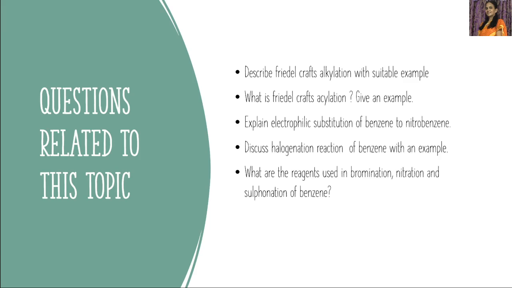Next, what are the reagents used in bromination, nitration and sulfonation of benzene? The reagents used: for bromination, bromine Br2; nitration, HNO3; and sulfonation, concentrated sulfuric acid. Okay, so these are the reagents used in these reactions. So these are a few questions which are related to the topic which we have covered today.